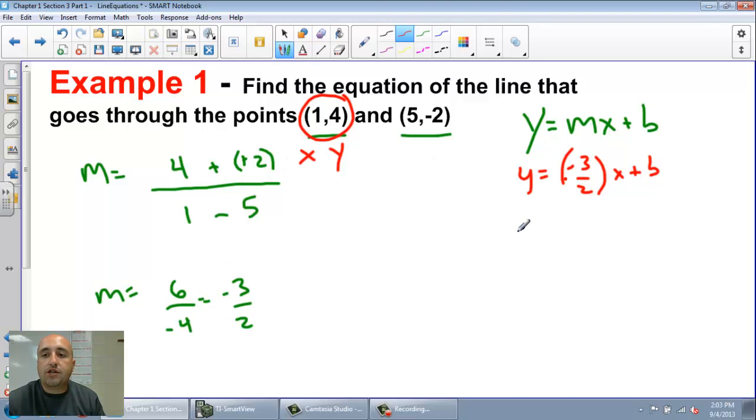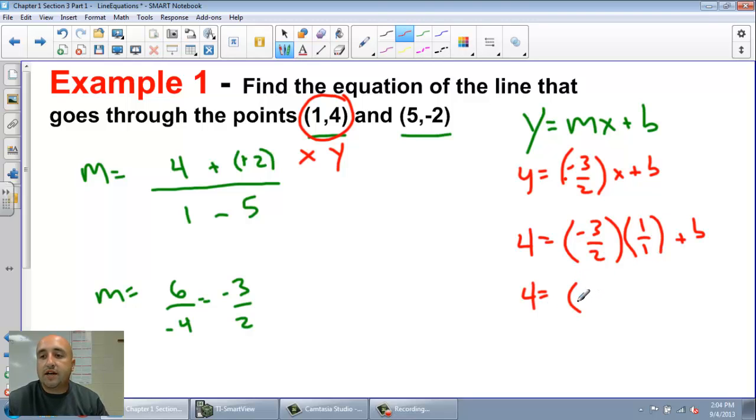Remember, the first number is x, second number is y. So we come back to our equation. I see y equals, so y is 4 equals negative 3 halves times x. X happens to be 1. I'm going to make it a fraction, 1 over 1, plus b. Let's multiply here. So 4 equals negative 3 halves times 1. We have negative 3 times 1, which is negative 3, and 2 times 1, which is 2. Anything times 1 is itself, so we have negative 3 halves.